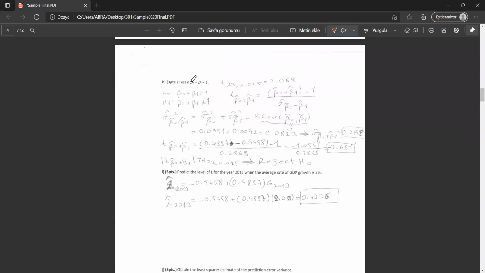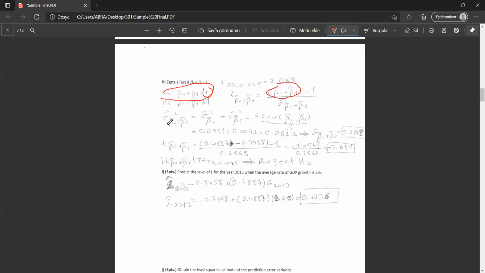And in part H, we have another test. The null hypothesis says that beta 0 plus beta 1 is equal to 1. And as you can predict, H1 is that beta 0 plus beta 1 is not 1. We are writing the decision criteria again. First, we are writing the estimated values, beta 0 hat plus beta 1 hat, minus the value the null hypothesis tells us, which is 1, okay? And in the denominator, we have the standard deviation of beta 0 plus beta 1.